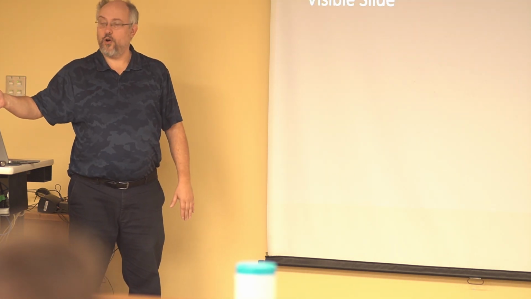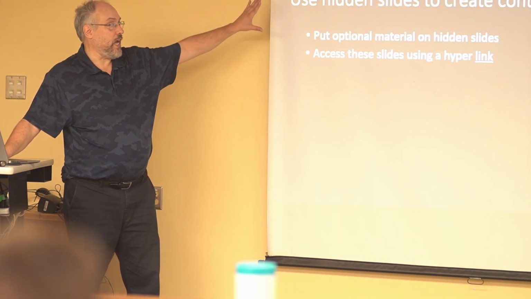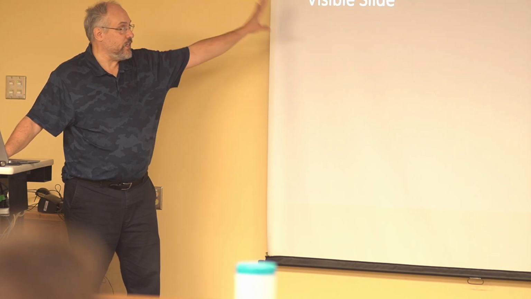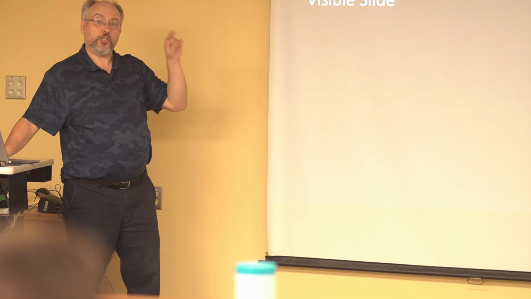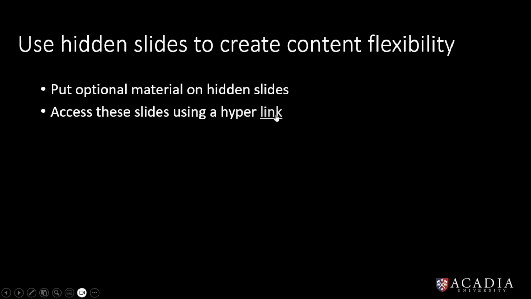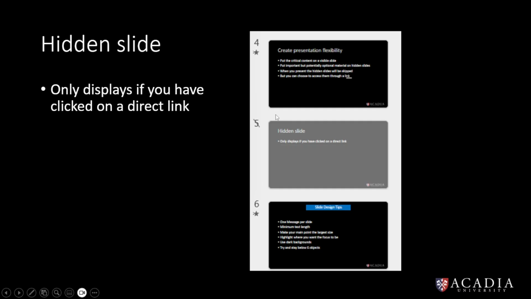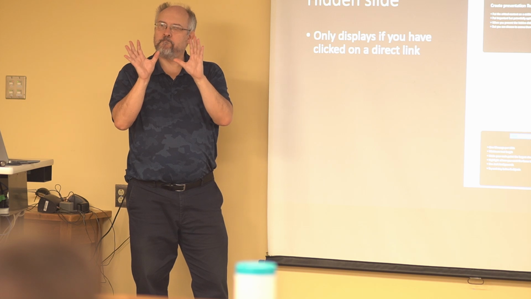So if I click to go forward, I can't see the hidden slide. There's the first slide, there's another slide after it that's hidden, and then this visible slide is the next slide after that. But if I want to, in the moment, go to that slide, I can click on the hyperlink, and it actually drops me down into the slide. There's a little image on it, and it only displays if I clicked on the link. So it's providing flexibility for that moment.